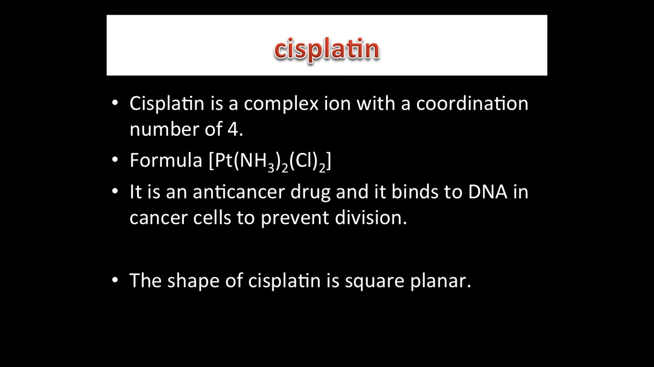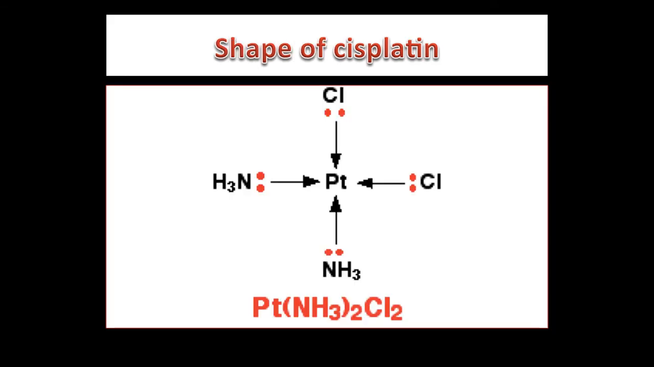Cisplatin is unusual in that it is not tetrahedral. Instead, it has a square planar shape, as shown in the diagram. All bonds are drawn with lines that are not dashed or wedged because they are all in the same plane.